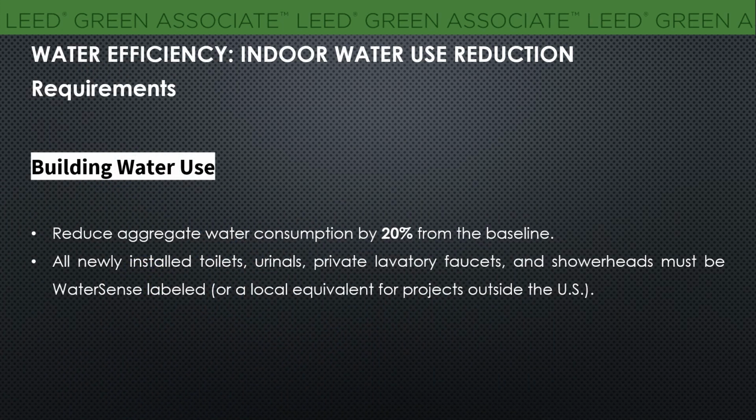Now let's look at the requirements for achieving indoor water use reduction. So the first one is to reduce the aggregate water consumption by 20% from the baseline. So for outdoor water use reduction it was 30% from the baseline, and here it is 20% from the baseline. And number 2, all newly installed toilets, urinals, private lavatory faucets and showerheads must be WaterSense labeled or a local equivalent for projects outside the US.